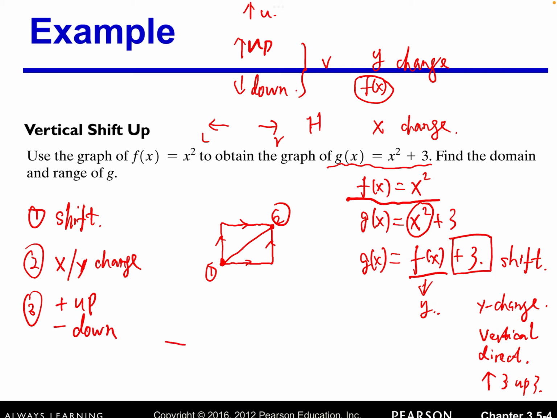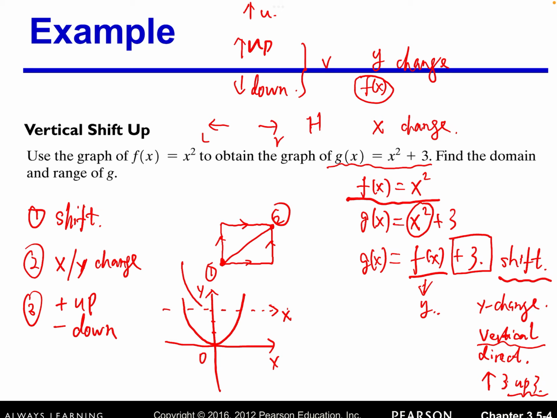Okay, so f of x equals x squared, the square function. That's a key function in our library, and we know what the graph looks like. It's a parabola. In order to find the graph of g of x, we need to vertically shift up 3 units. So 1, 2, 3. So we imagine the x-axis staying here, and the corresponding parabola vertically shifting up 3 units.